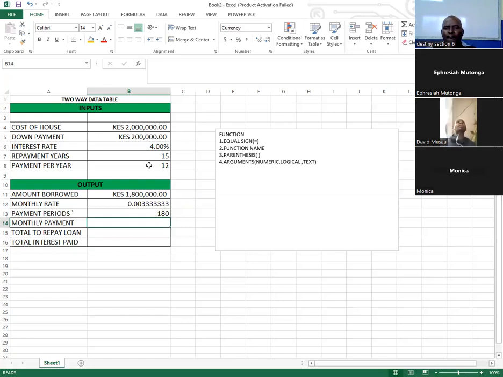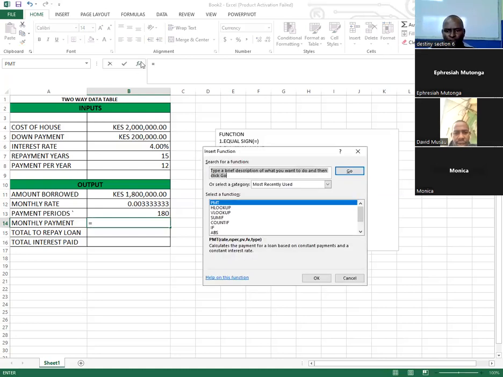The monthly payment: how much will they pay per month? Here we will apply a formula, and the formula we'll apply is a financial function. It is called PMT, the payment formula. So what we do here is equal sign, and then we simply insert the function.